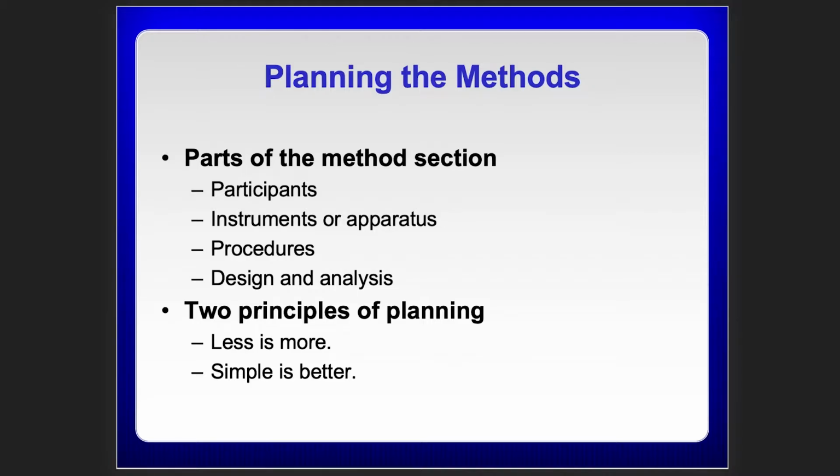And once you describe the participants, how many there are, who they are, are they male, are they female, are they a mix, how many males, how many females, how old are they, how much do they weigh, how tall are they? All of these characteristics of the participants need to be stated within the method section.